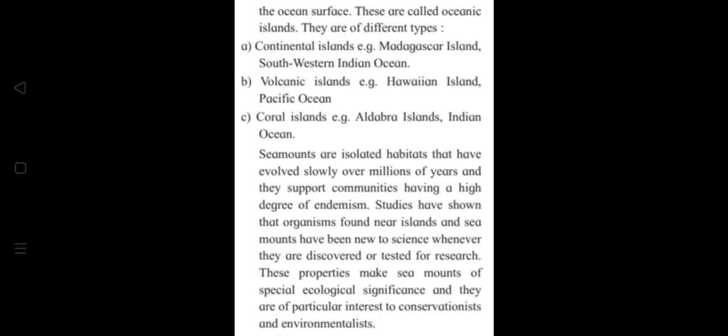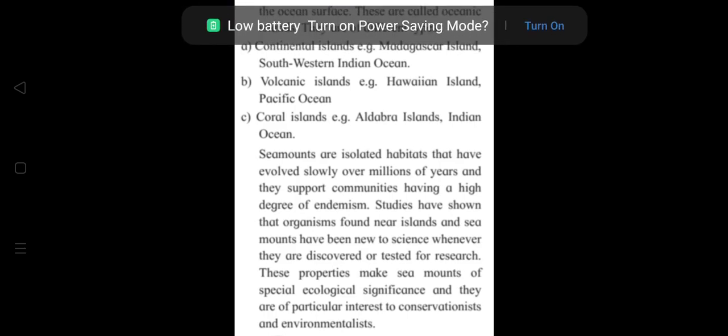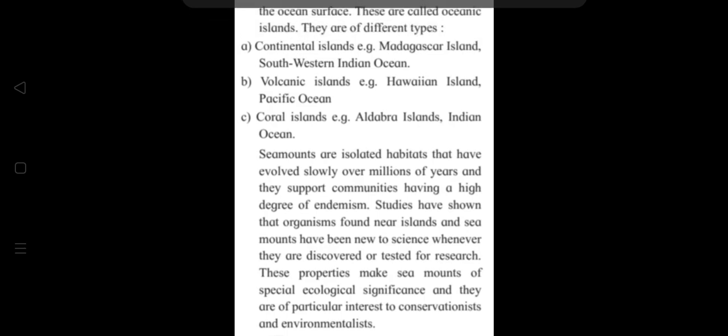These properties make seamounts of special ecological significance, and they are of particular interest to conservationists and environmentalists. See, they are helping the ecosystem in some way. So definitely they are of interest to the environmentalists and the conservationists.